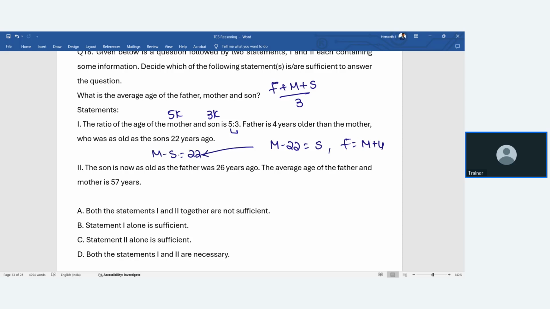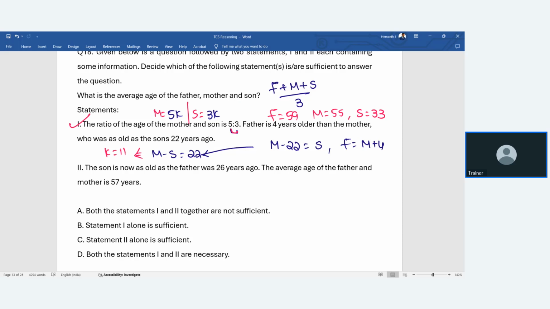So I can find k value. I can find mother age, son age, then father age, all. So one alone is sufficient here. How, sir? See, mother is 5k, son is 3k, difference is 2k. Here I can find k value, right? So k will be 11. Obviously, mother is 55, son 33, father 59. I can calculate that.